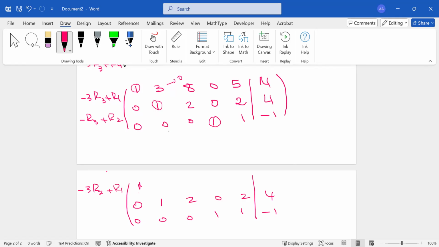It's going to be 1 here, 0 here. You see, -3 times -2 is... -3 times 2 is -6 plus 8 is +2. That's going to be 0 here. And then -3 times 2 is -6, -6 plus 5 is -1. And here -3 times 4 is -12 plus 14 is +2.